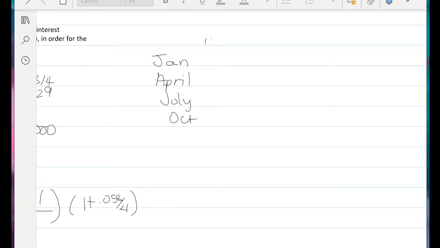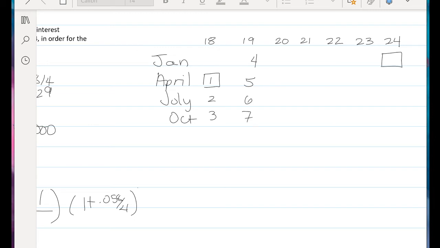So we have 2018, 2019, 2020, 2021, 2022, 2023, 2024. So this is our last payment. This is our first payment. So then we go 1, 2, 3. And then the fourth payment would be January 2019. And then we just keep going, filling in the chart.